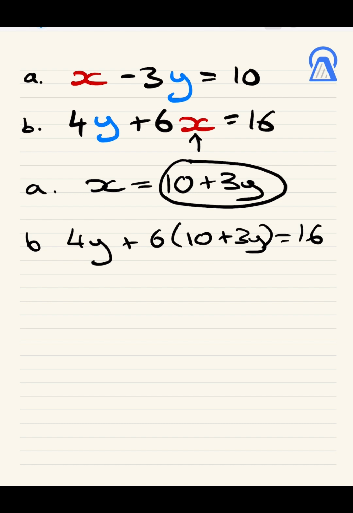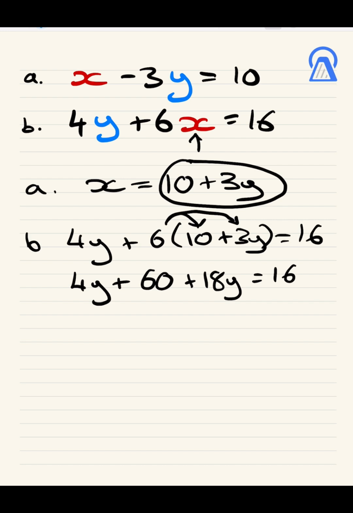Now we're going to do a little bit of expanding brackets. So I've got 4y, that hasn't changed. 6 times 10 is 60, and then 6 times 3y gives me 18y. And it's still equal to 16. I've done nothing on the right-hand side yet. Next step is to simplify the left. So I've got 4y plus 18y to give me 22y. And then at this stage, I'm also going to take 60 away from both sides.